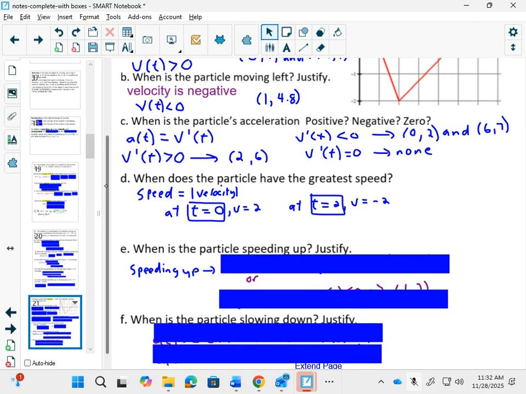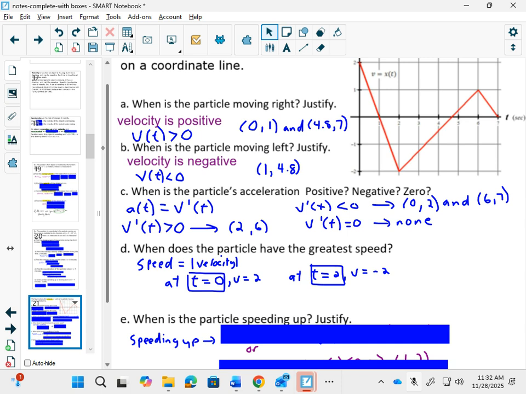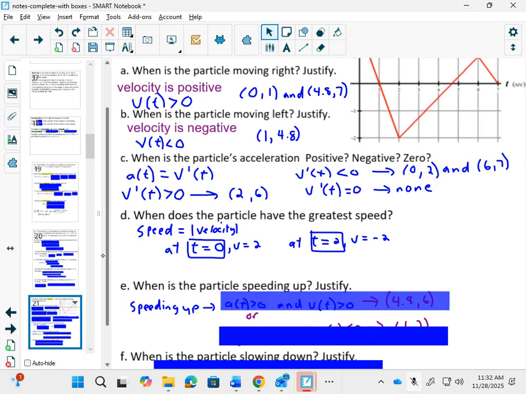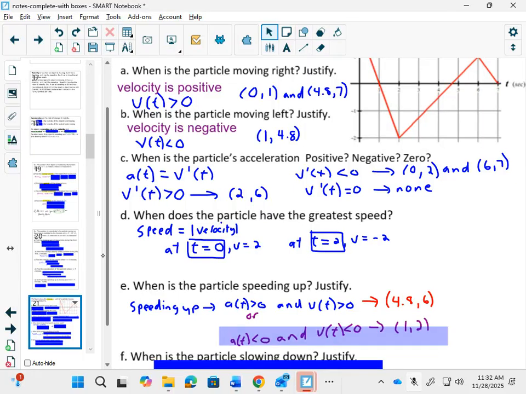And then from this graph, can we determine where it is speeding up and where it is slowing down? So we need them to be either both positive or both negative. And sometimes what I've seen people do with questions like this, especially if there's a graph, is a chart like this.